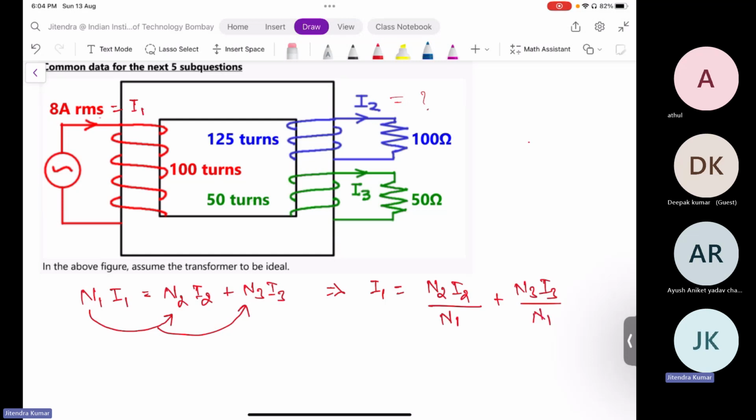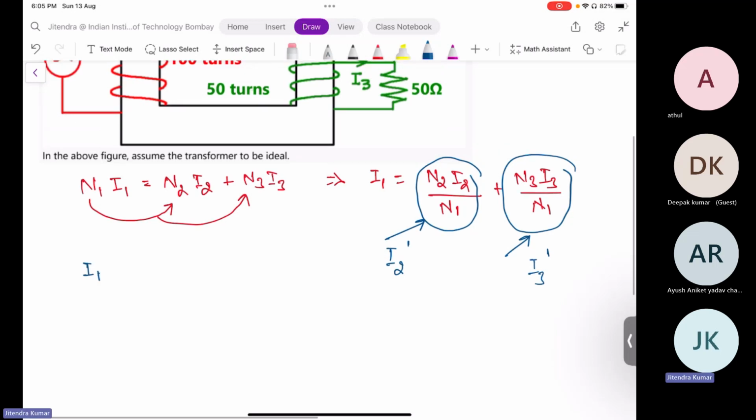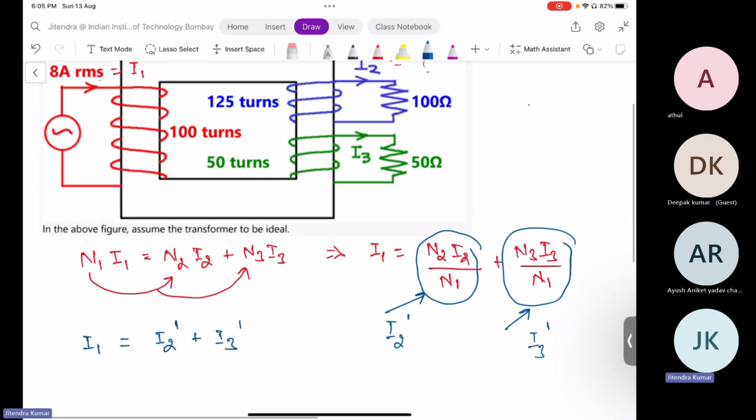So both these currents can be called, this is the secondary current referred to the primary side, and this is the tertiary current referred to the primary side. So I1 is nothing but I2 dash plus I3 dash. Now we are given N1, N2, N3, I1, but we don't know I2 and I3. So that's what we have to find out.